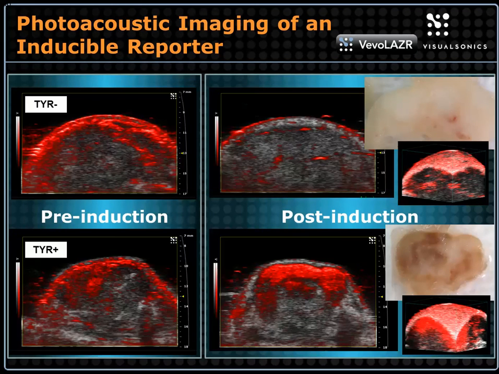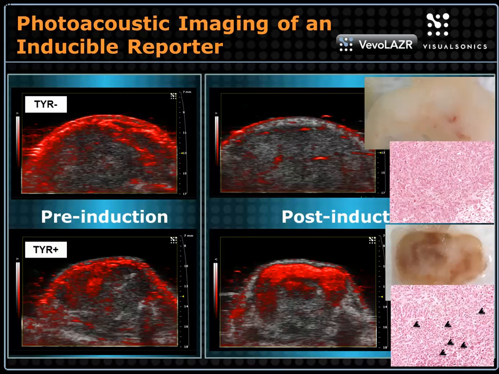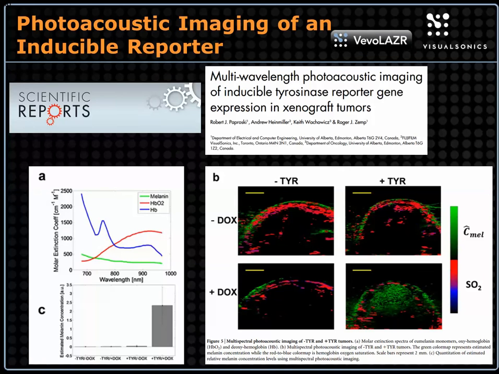Before induction of the tyrosinase expression, over here, and then over to the left there, and then after induction of the tyrosinase expression over on the right. And you can see clearly on the bottom panel there that the tyrosinase positive tumor after the induction shows a huge amount of photoacoustic signal, which of course when you cut the tumor open you see there's plenty of tyrosinase expression there. And this is in turn confirmed by histology as well.